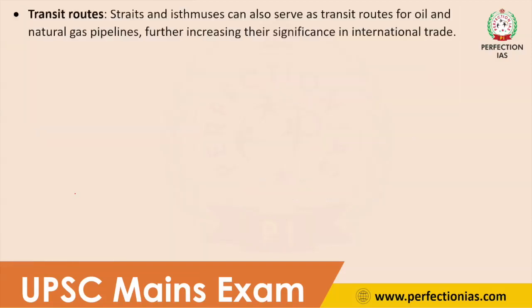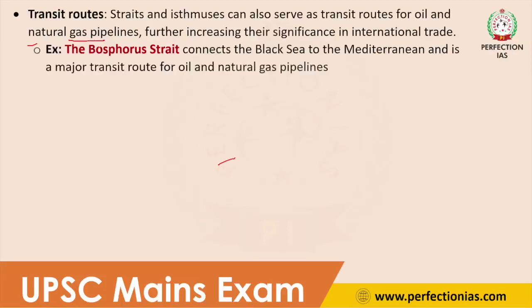The next is transit route. The strait and isthmus can also serve as a transit route for oil and natural gas pipelines, further increasing the significance in international trade. So it is an important transit route for oil and gas pipelines. An example is the Bosporus Strait, which connects the Black Sea to the Mediterranean Sea, and it's a major transit route for oil and natural gas pipelines. So this is also an important trade significance.